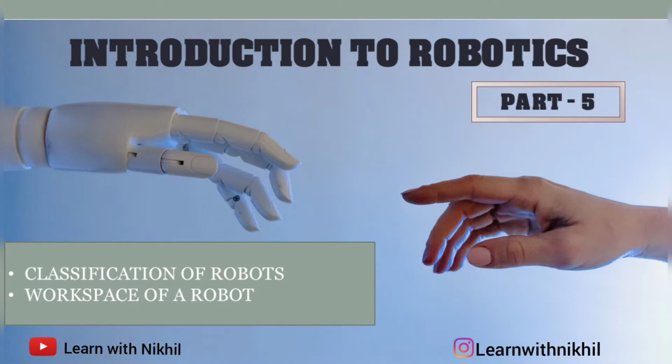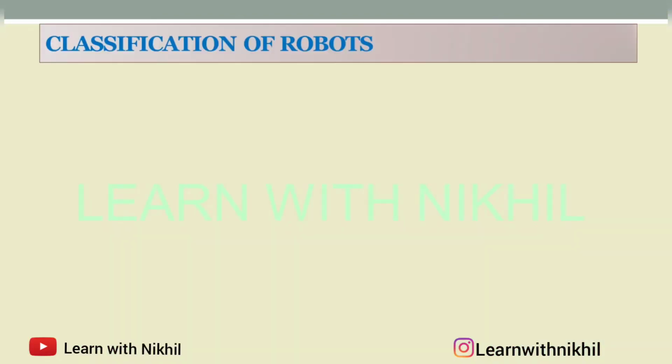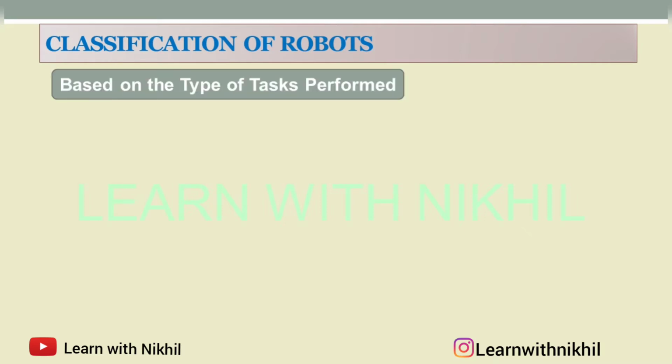So in our previous lecture we have studied about the different degrees of freedom of a system. In this lecture we are going to study about the classification of robots and the workspace of a robot. So let's begin. Classification of robots. Robots are classified into various categories. The first category we will study the robots which are based on the types of task performed.